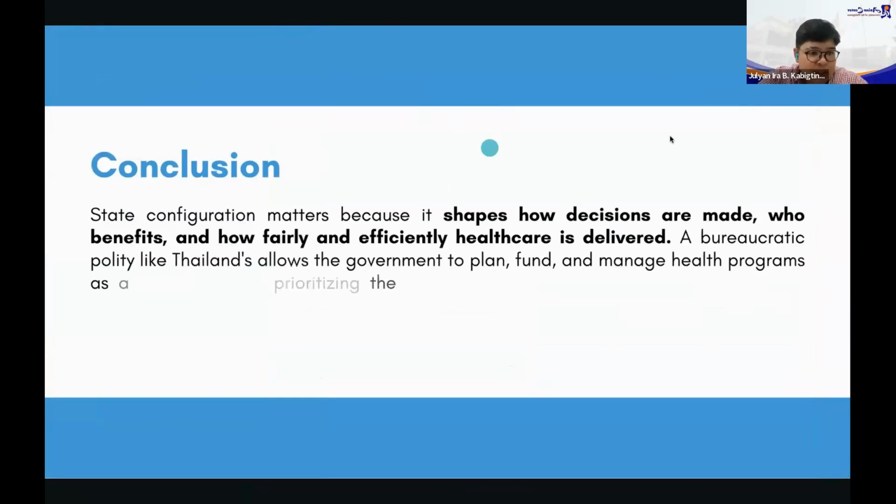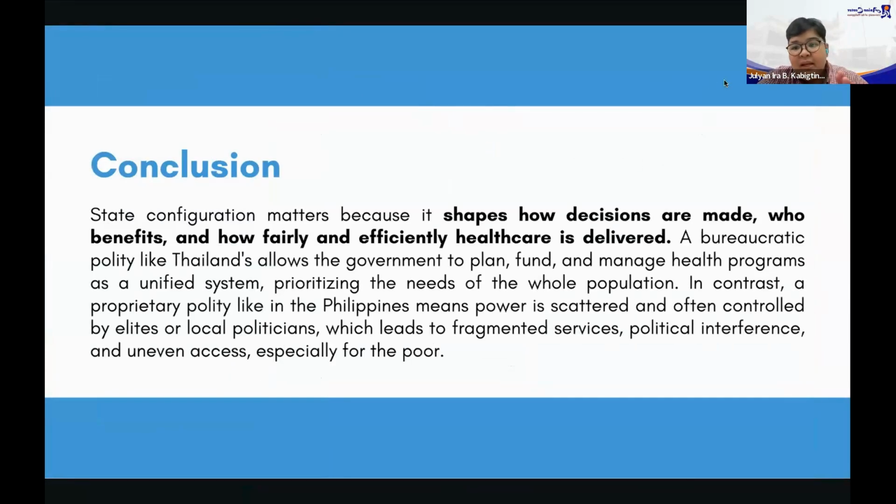So to conclude, the paper basically highlights the importance of looking at state configuration when we talk about healthcare. State configuration matters because it shapes how decisions are made, who benefits, and how fairly and efficiently healthcare is delivered. A bureaucratic polity like Thailand's allows the government to plan, fund, and manage health programs as a unified system, prioritizing the needs of the whole population.